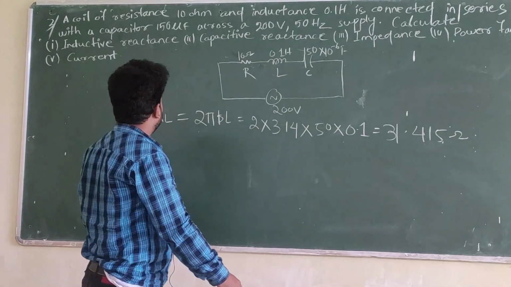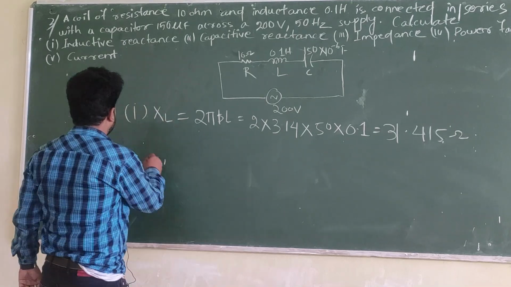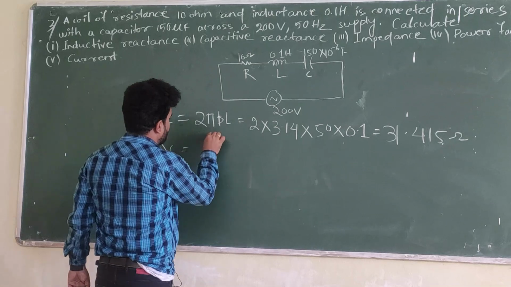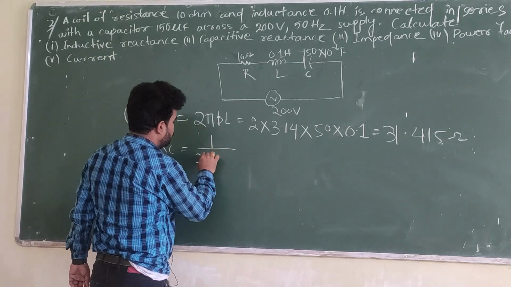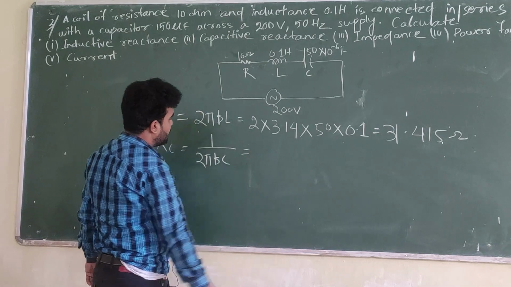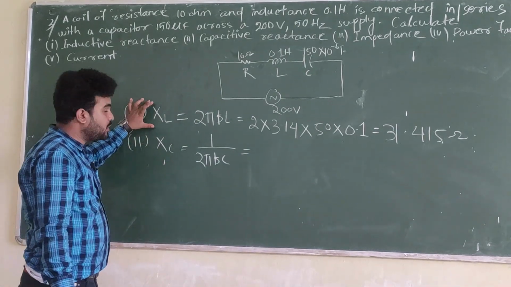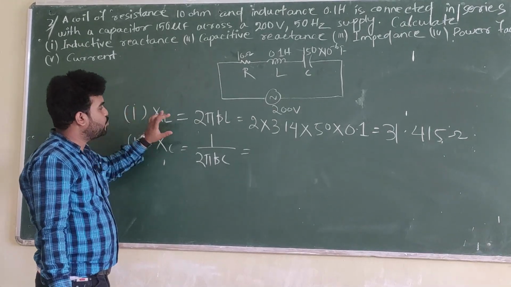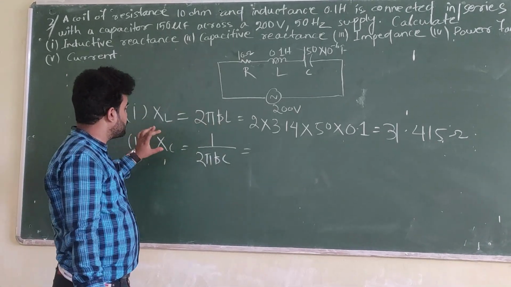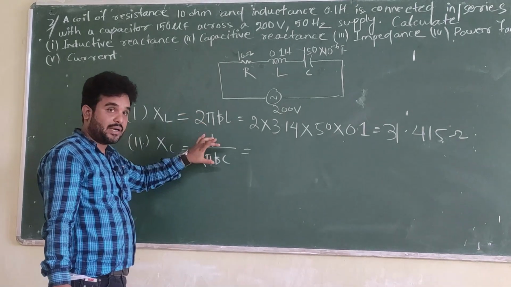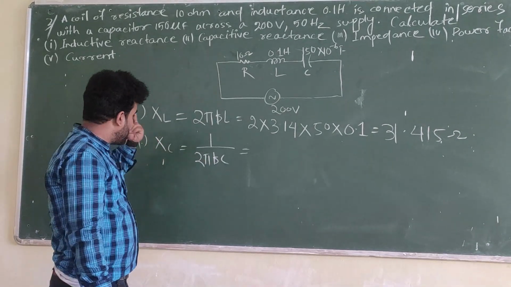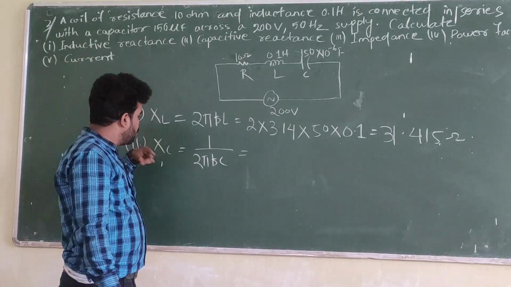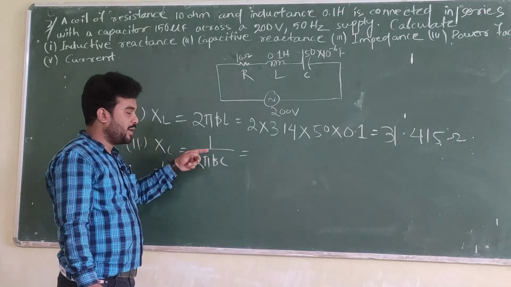Clear? Then capacitive reactance. XC is equal to 1 by 2 pi FC. So see the difference: XL is equal to 2 pi FL, XC is equal to 1 by 2 pi FC. Very important question. Sometimes 2 mark questions also arise for calculating XL, 2 pi FL, or XC, 1 by 2 pi FC. Put the formula, get the answer.